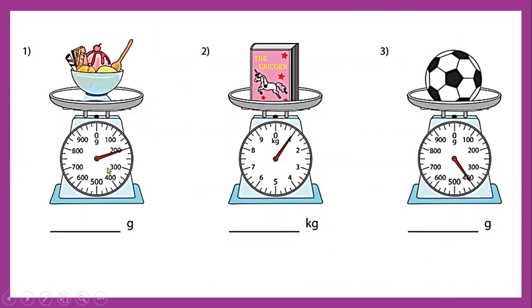We also read the scales. In this exercise we have three different analog scales. The first scale has ice cream, and check whether the scale is in grams or kilograms. So this scale is about grams. It has 200 grams, 200 grams of ice cream. What is the weight of the unicorn? It's in kg, so you will say 1 kilogram. Look at the football. The football weight is 400 grams.